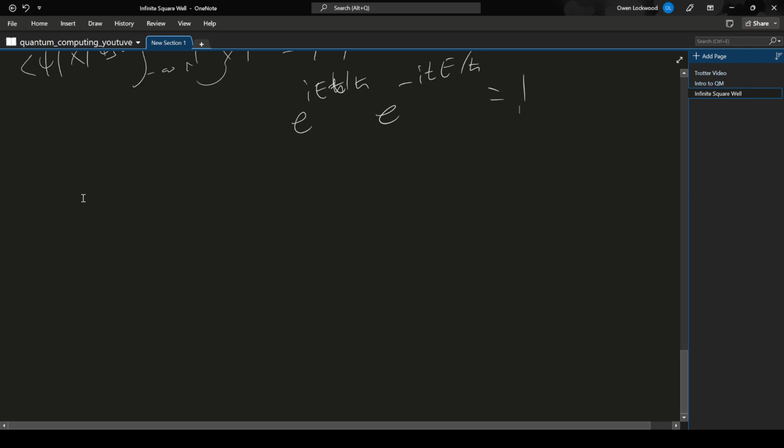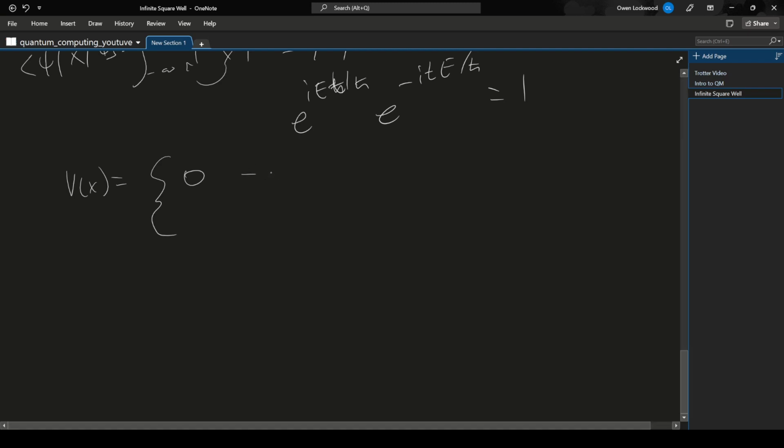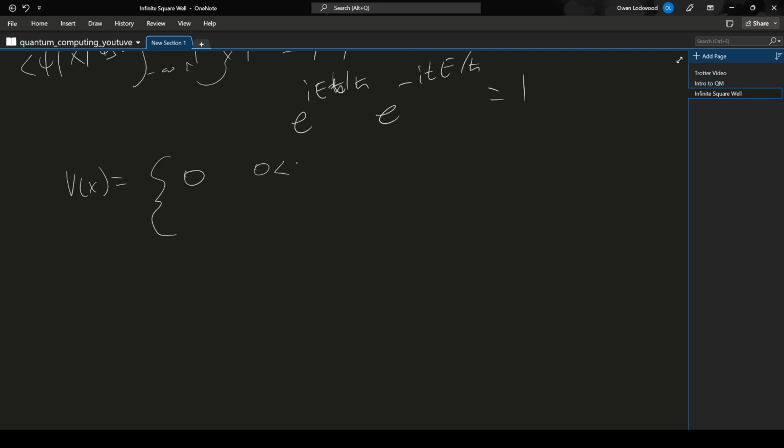So now let's talk about the infinite square well. The infinite square well is the case where we have a potential V of x that is equal to 0 in the case that we have it within some bounds. Everyone uses different variables. We'll do 0 less than x less than L, and otherwise it's infinity.